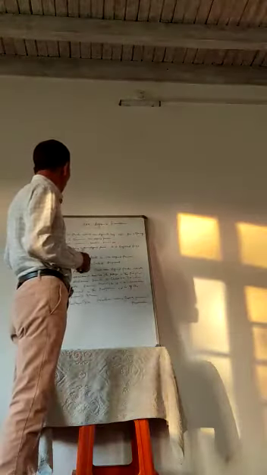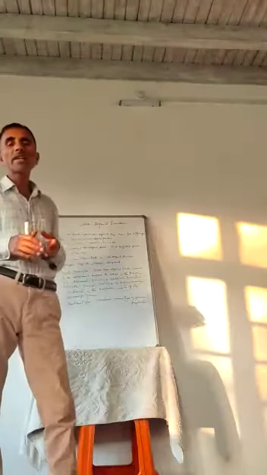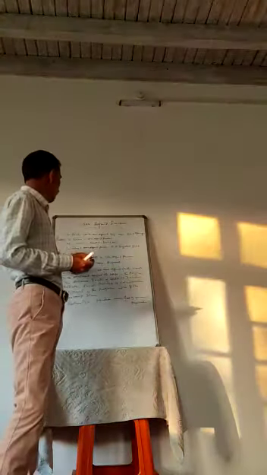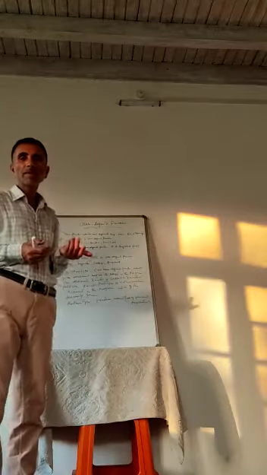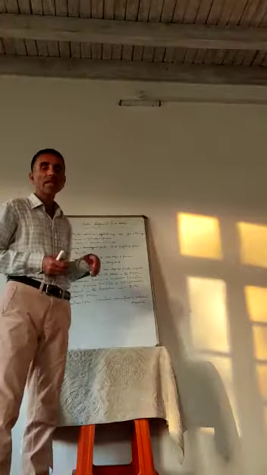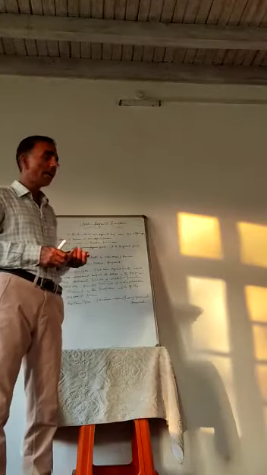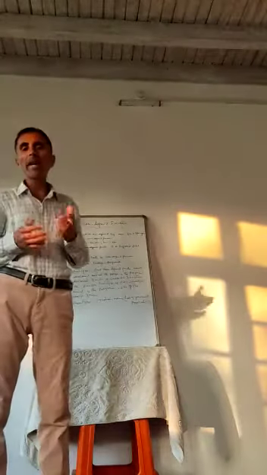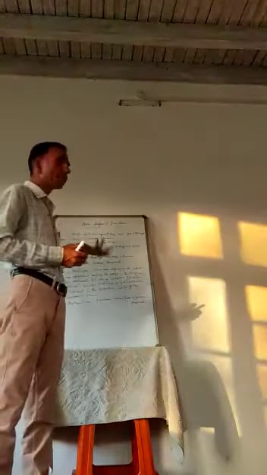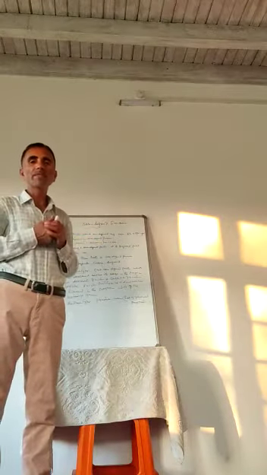There are parts in the user-defined functions. Number one is the prototype, the second is the definition, the third is the calling, and the fourth is the argument. These are the parts of user-defined functions in a programming language.